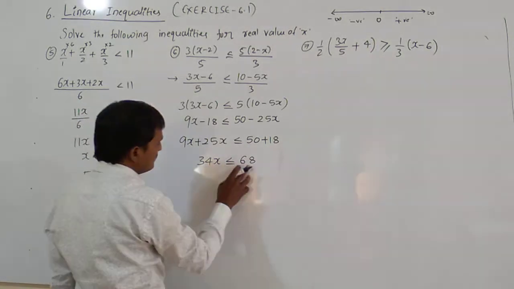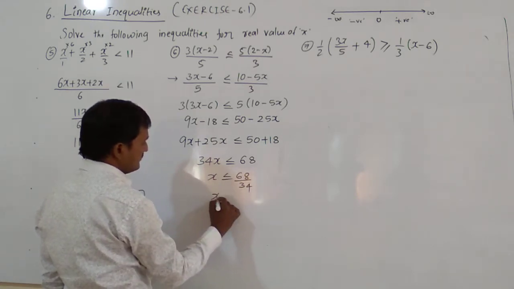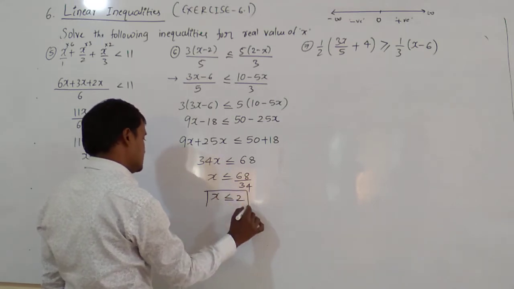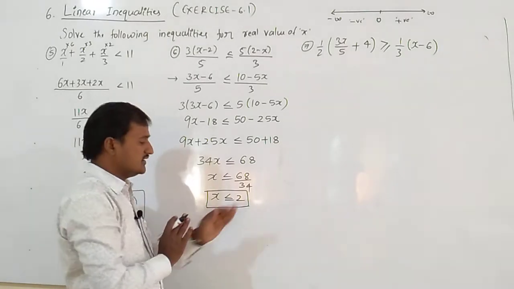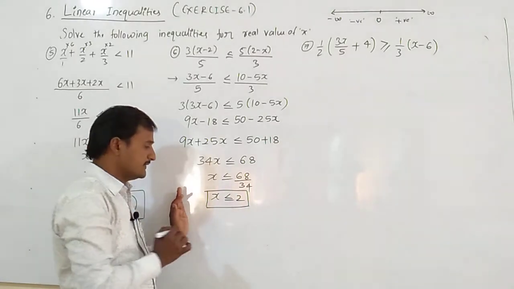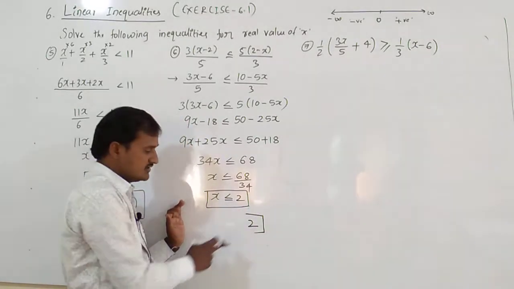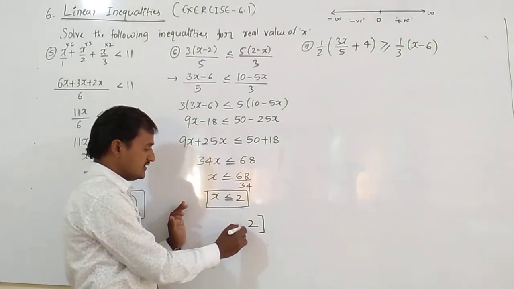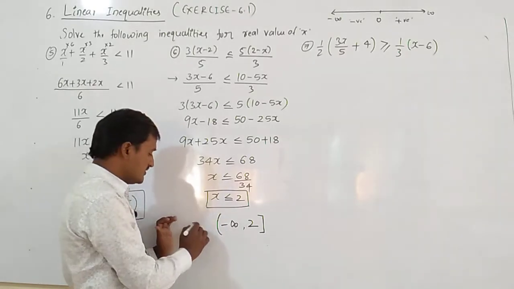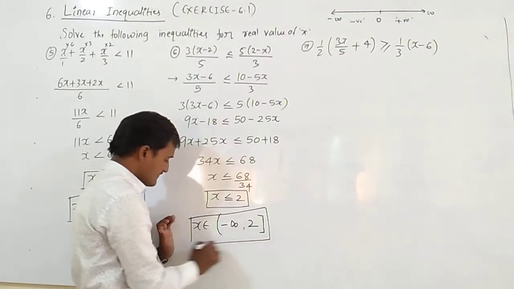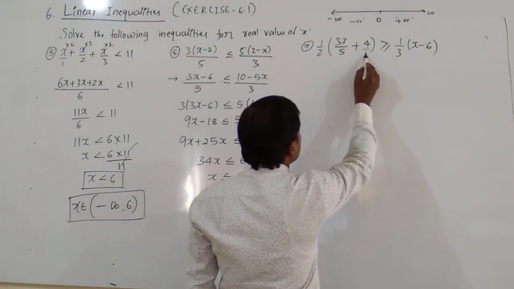Take this 34 to this side, x less than or equal to 68 divided by 34. So clearly the value of x is less than or equal to 2, right. Now which side does the solution lie? Left side of the number line. And here it is less than or equal to, here you should take the closed interval 2, and here it is minus infinity. Infinity means you should write the open, x belongs to this.